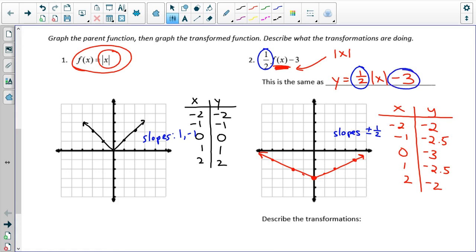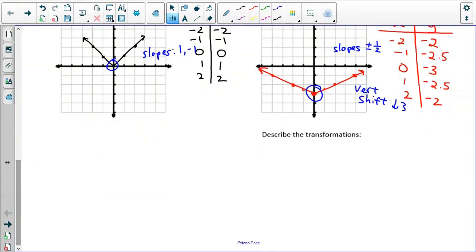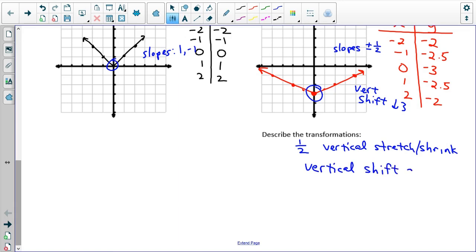The other thing that happened was I have a -3. That is a vertical shift down 3, which makes sense. Notice what happened to my vertex. It looks like it moved down 3. So in this problem, I have a vertical stretch, or shrink, I guess would be a better way of putting it, of 1/2, and I have a vertical shift down 3.